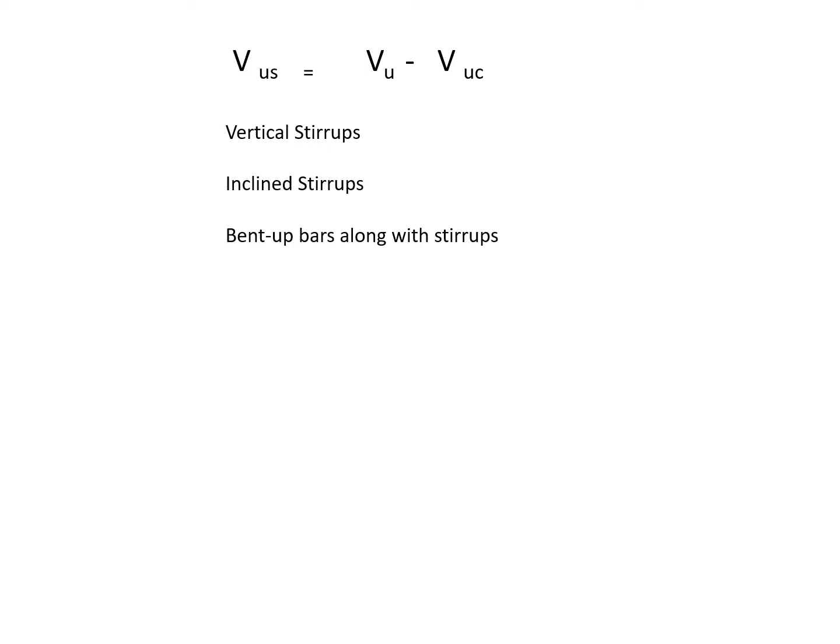Now, in order to design, we can have vertical stirrups, we can have inclined stirrups, or you can have bent up bars with stirrups. I'm going to concentrate only on vertical stirrups for the simple reason that I have not seen inclined stirrups anywhere. And bent up bars along with stirrups is a good practice. To my mind, it is a little dangerous, because if bars are not bent at the specified distance by any error, one could run into problems. So I would concentrate only on vertical stirrups.